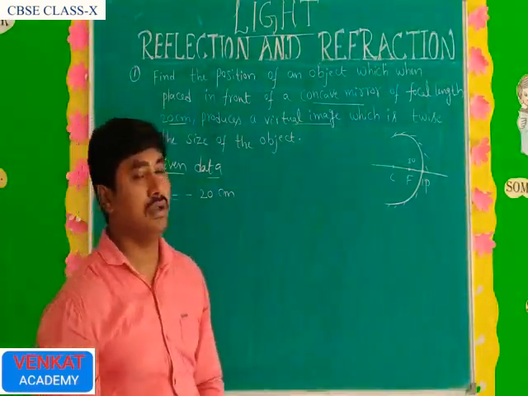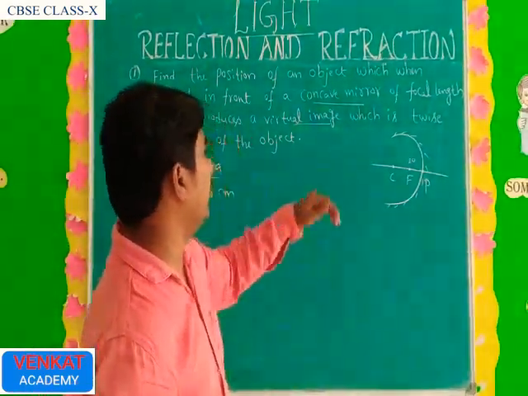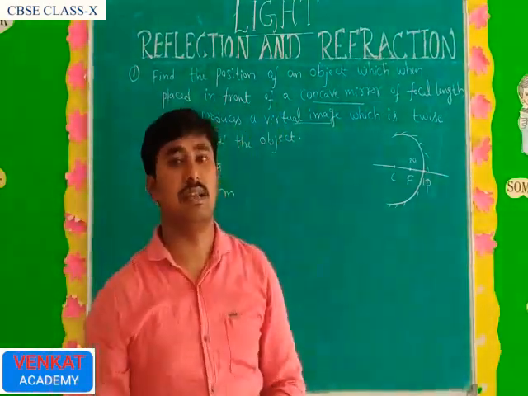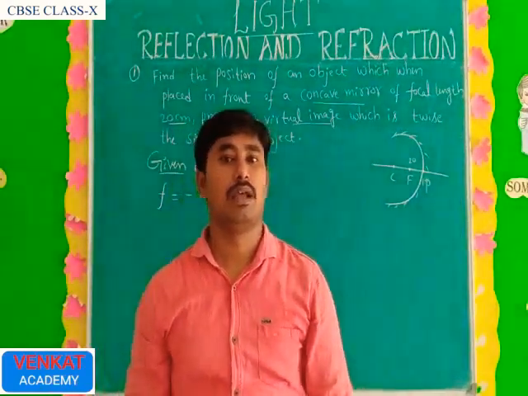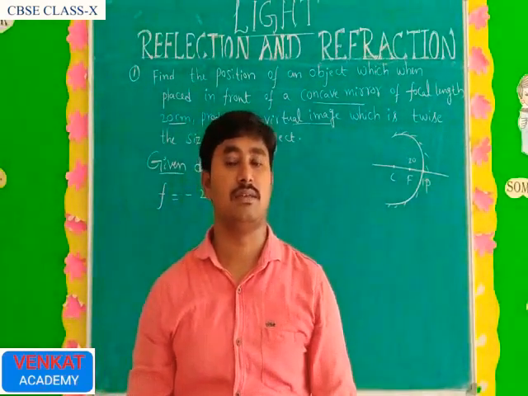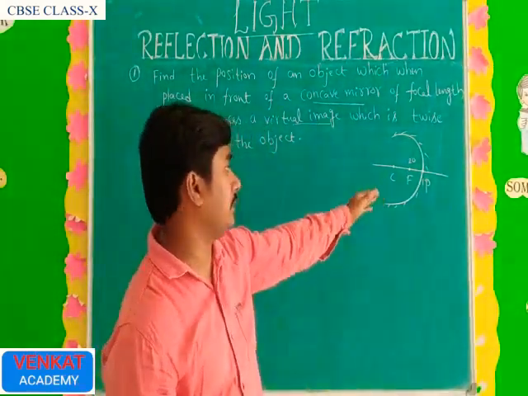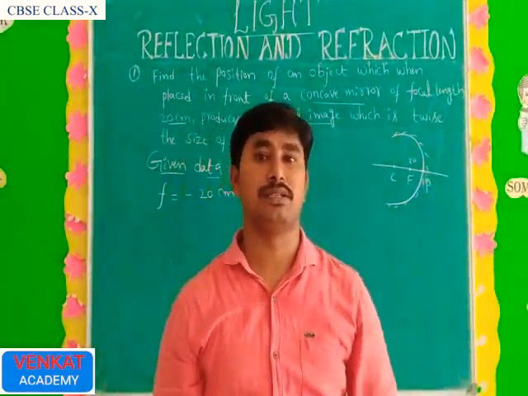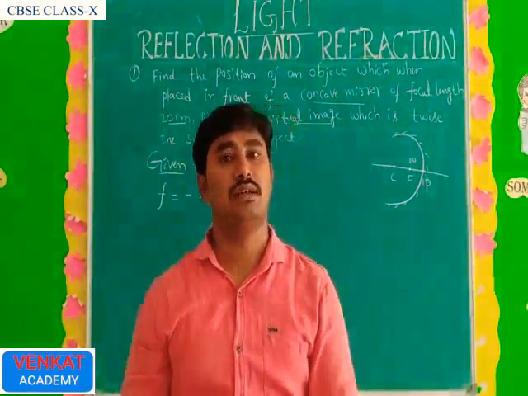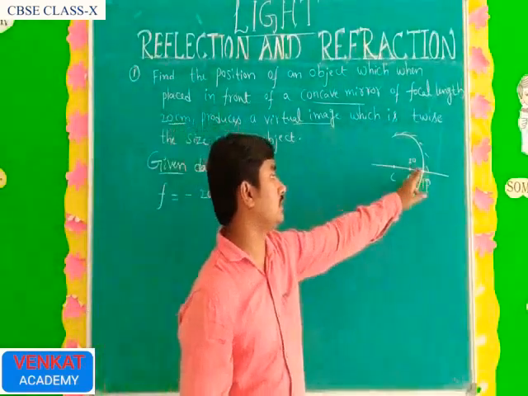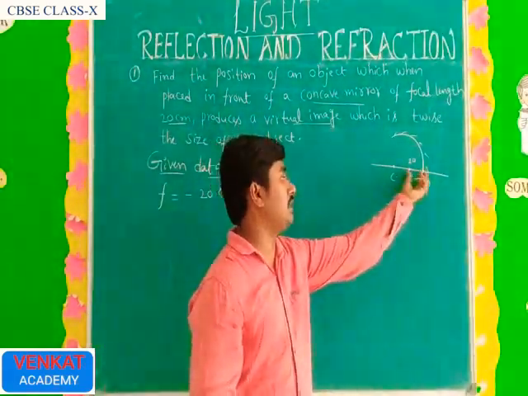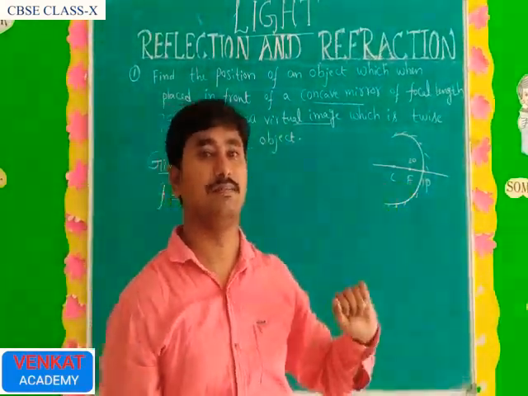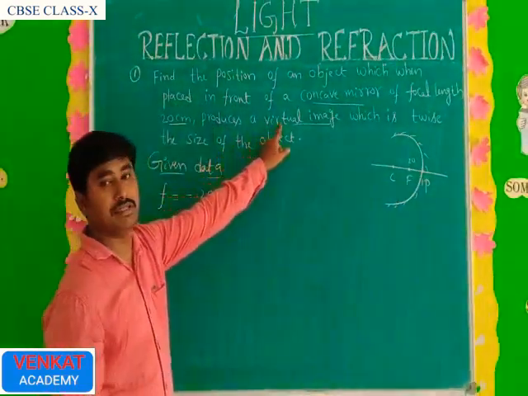Next, one more hint they have given here. The hint is that it produces a virtual image. Already we discussed last time the image formed by a concave mirror. In the concave mirror, the first five cases are real and inverted images. Only the last case is a virtual and direct image. The last case means the object is between P and F. Our guess is that this is the last case, because the image is virtual.